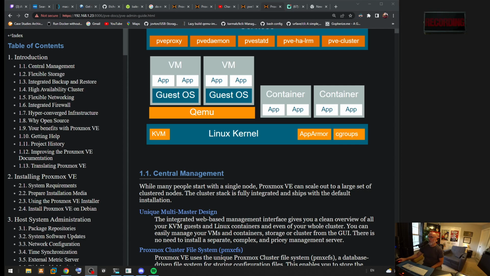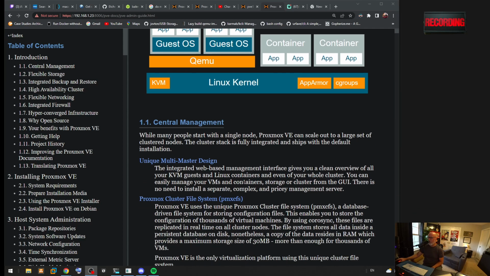So, 1.1, Central Management. I'm just going to keep on reading here for a bit. While many people start with a single node, Proxmox VE can scale out to a large set of clustered nodes. This is exactly the question I had, so I'm reading. The cluster stack is fully integrated and ships with the default installation. New paragraph. Unique multi-master design.